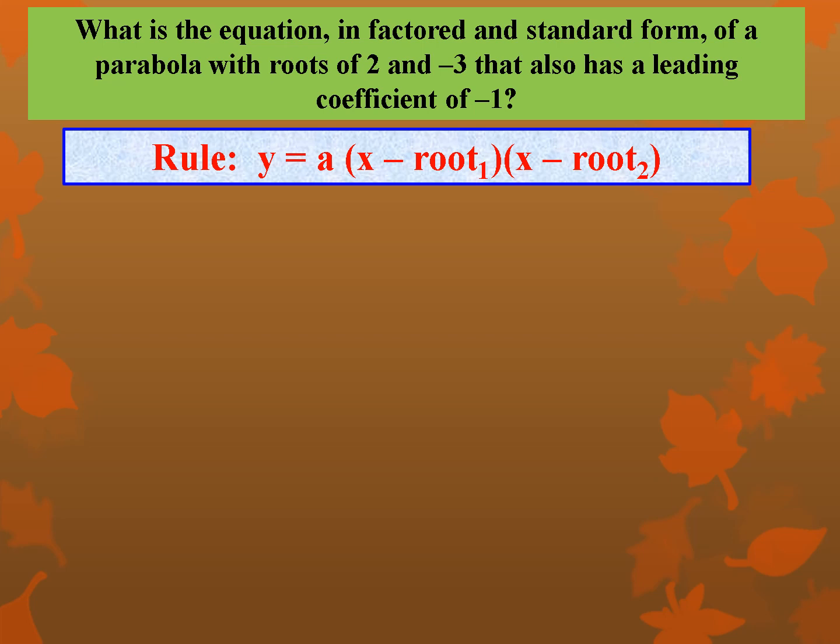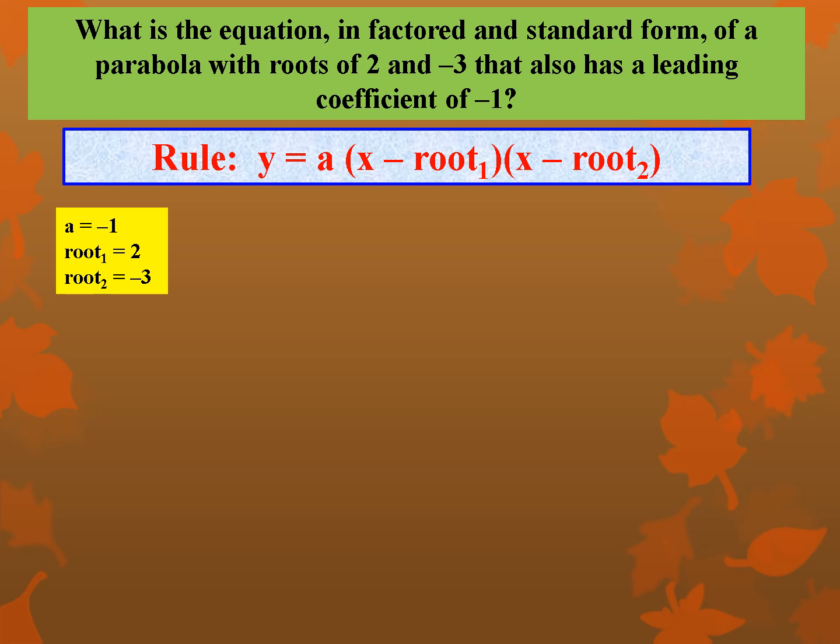But for right now, we're going to focus on using it for quadratics, so that means we'll go only up to root 2. And remember, A is that magical little value that is the same in vertex form as it is in standard form, as it is in factored form. A is always the leading coefficient. So we know that A is -1, root 1 is 2, and root 2 is -3.